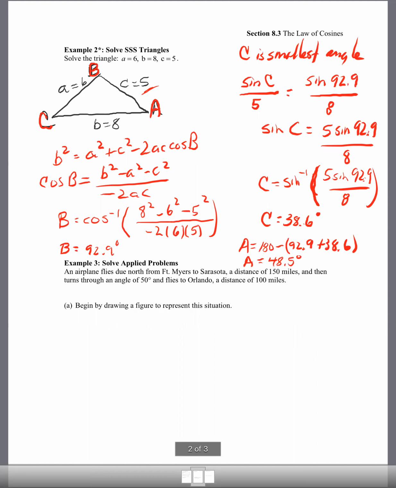Well, looking back at the picture, it makes a lot of sense that C, being a 38.6 degree angle, is across from the side that's the smallest. B was across from the side that was the largest, which was 8, so it's 92.9 degrees. And then the one that's in the middle of those 2 extremes would have been angle A, because it has a side value of 6.